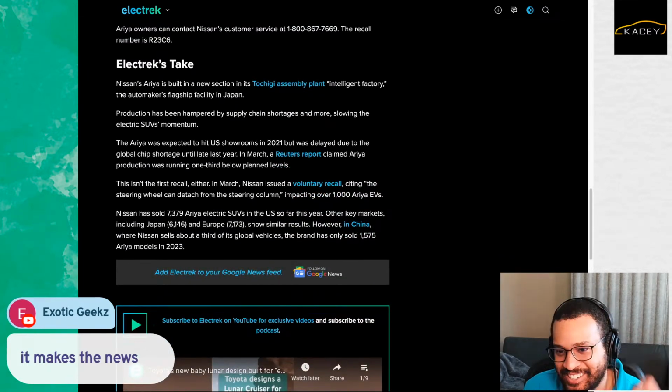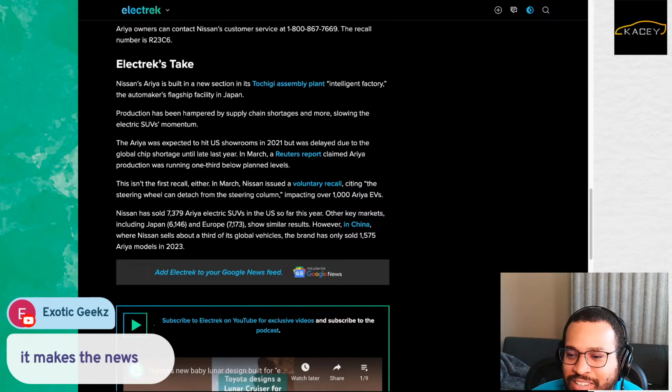Electric says Nissan Aria is built in a new section of the Tochigi assembly plant, Intelligent Factory, the automaker's flagship facility in Japan. Production has been hampered by supply chain shortages and more, slowing the electric SUV's momentum. The Aria was expected to hit US showrooms in 2021, but was delayed due to global chip shortage until late last year. In March, a Reuters report claimed that Aria production was running at one-third the planned levels. That's never good.